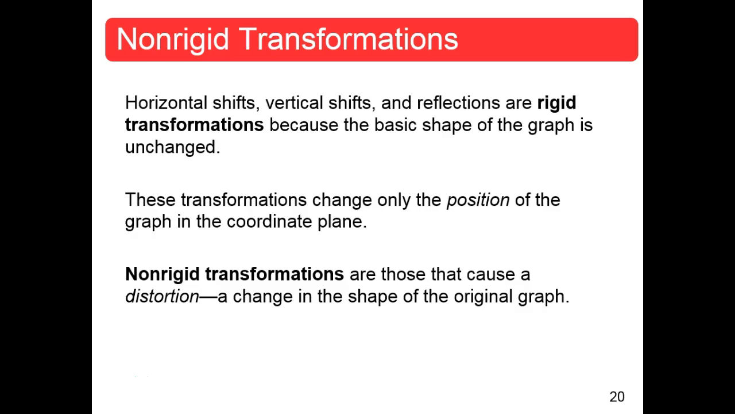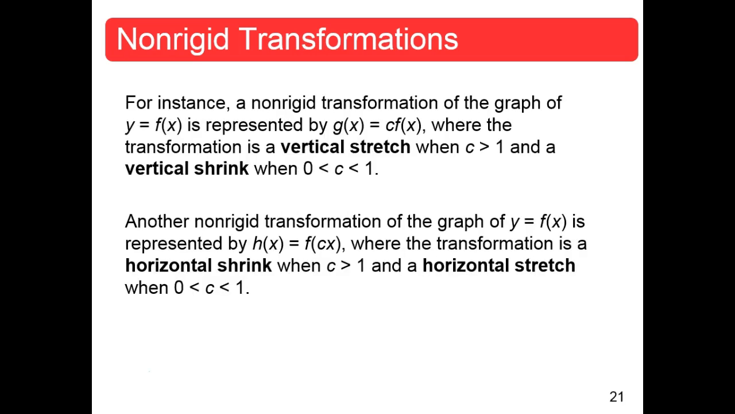Now, those transformations change only the position of the graph in the coordinate plane. Its orientation and position. However, we have non-rigid transformations. Those that distort the graph. Now, how do we distort it? We stretch it, shrink it, either horizontally or vertically. Okay? So let's take a look at that.